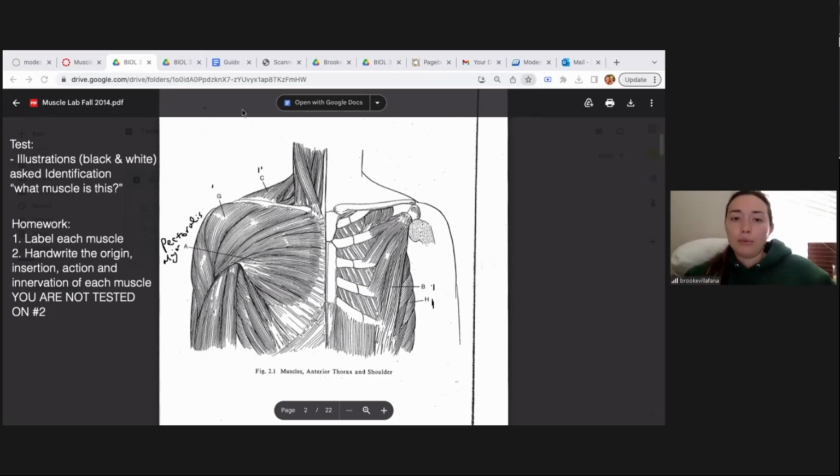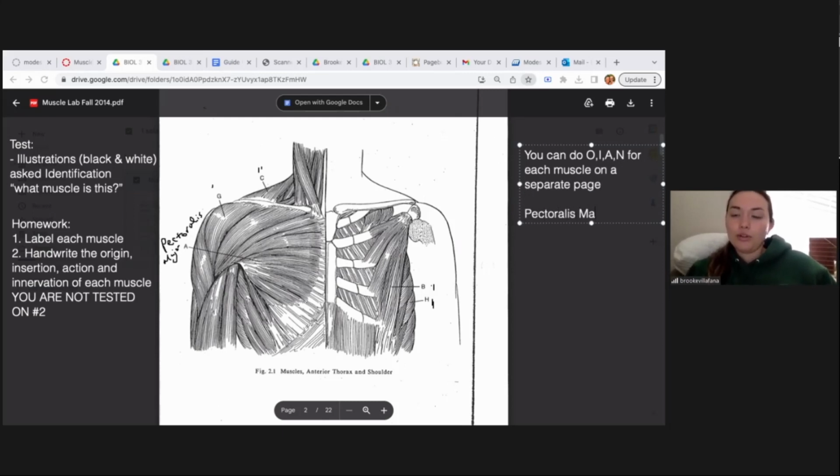Now my step number 2, and you can do this, you can do origin, insertion, action, innervation for each muscle on a separate page. So I pull up my separate page and I'm going to write pectoralis major at the top. And then you can just do O for origin, I for insertion, A for action, N for innervation. Okay. And I'm going to show you guys right now how you can find those. Is everybody still with me?